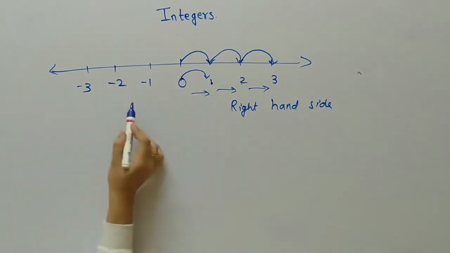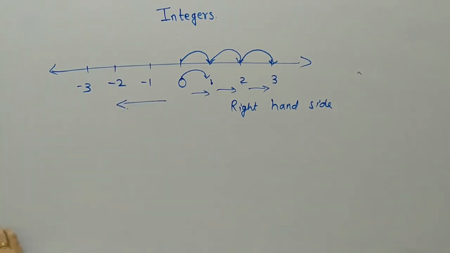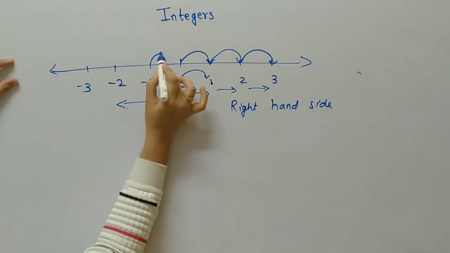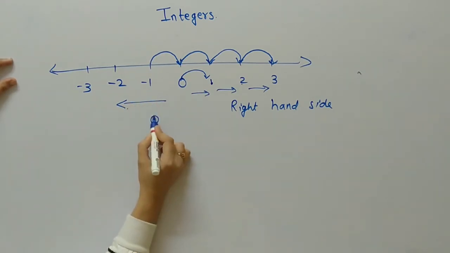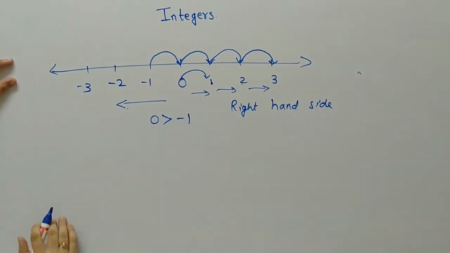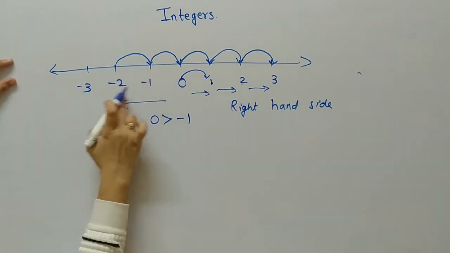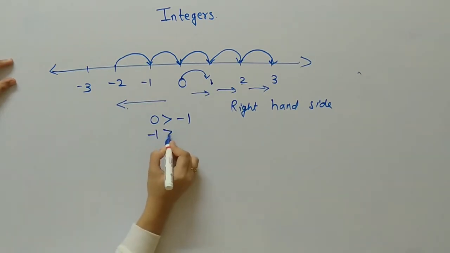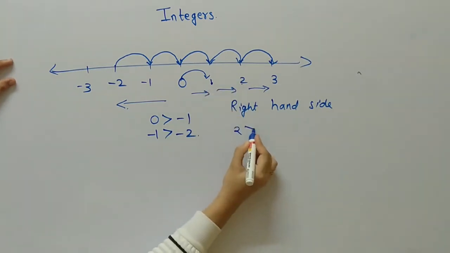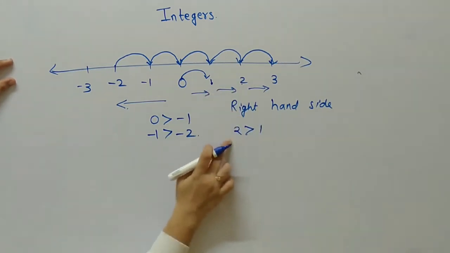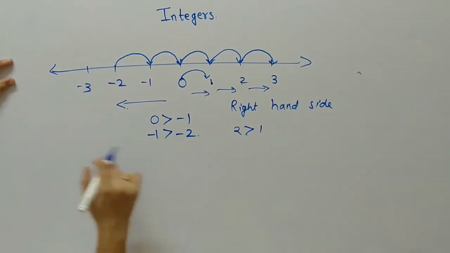So now, in the same manner, if we look towards this side, we find 0 lies on the right hand side of minus 1. So 0 is greater than minus 1. Similarly, minus 1 lies on the right hand side of minus 2. So minus 1 is greater than minus 2. We know that 2 is greater than 1, but in the case of negative integers, minus 1 is greater than minus 2.